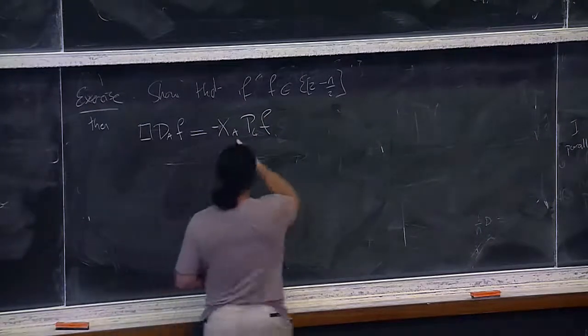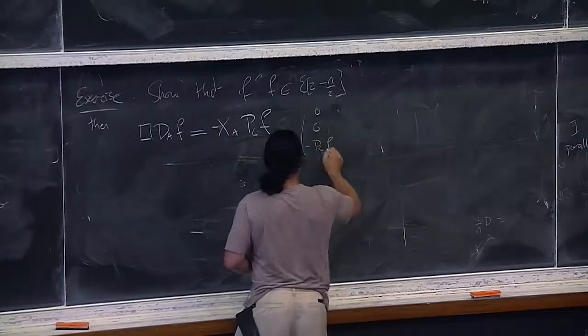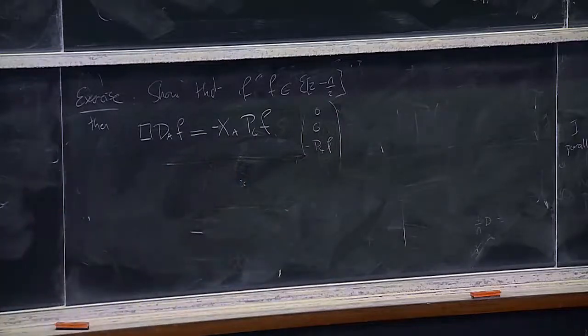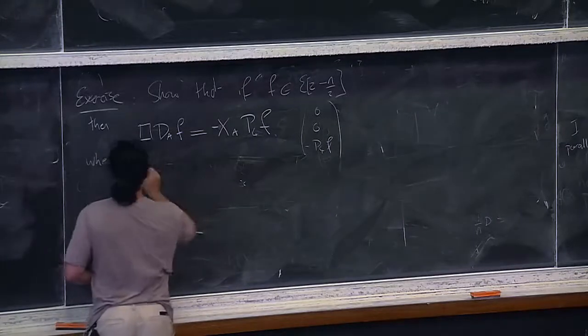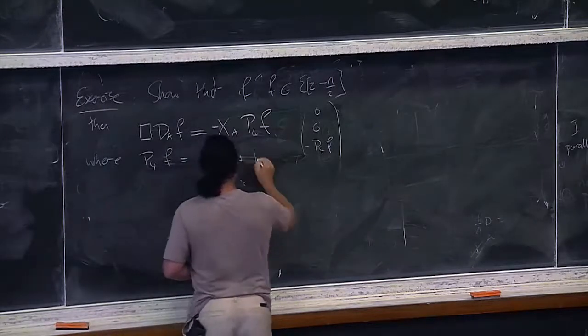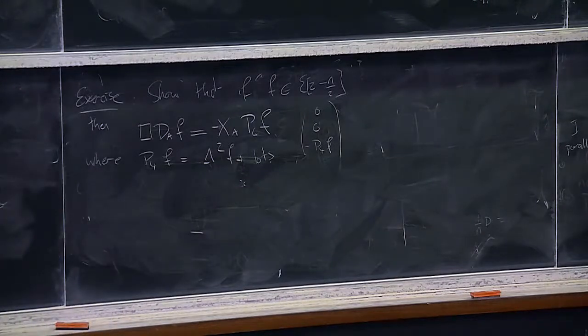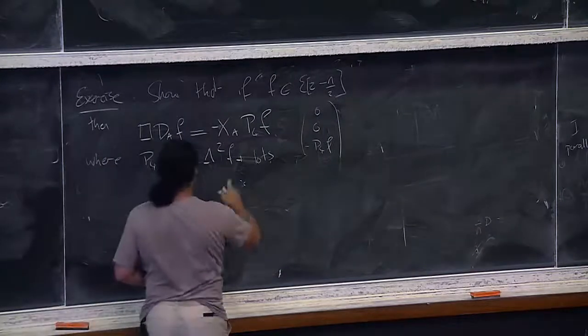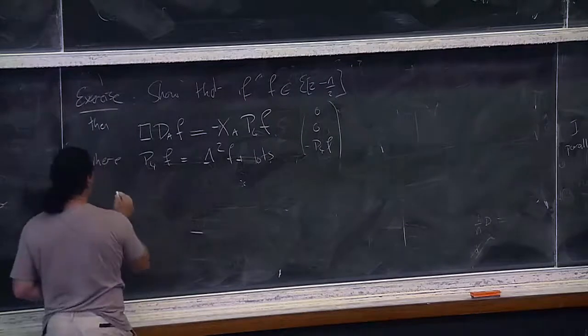Okay? What I mean is that we get 0, 0 minus P4F. Minus is just a normalization condition, where P4F equals Laplacian squared F plus lower order terms. So you just use your formula for the tractor connection in here, apply this to another tractor, calculate, and show that you get 0, 0 something, and therefore this something must be a conformally invariant operator.